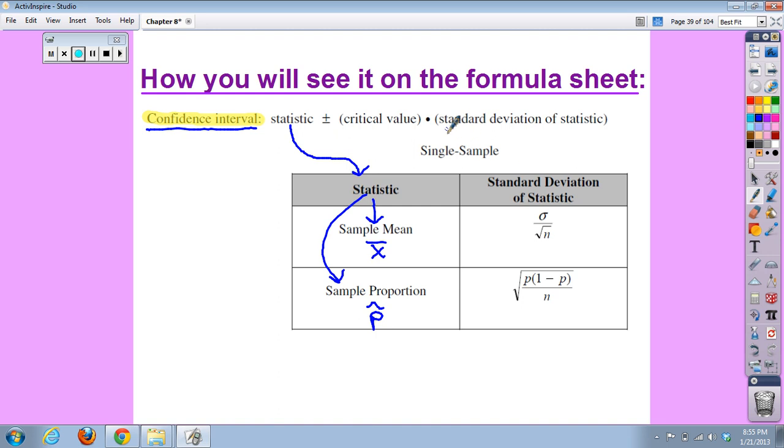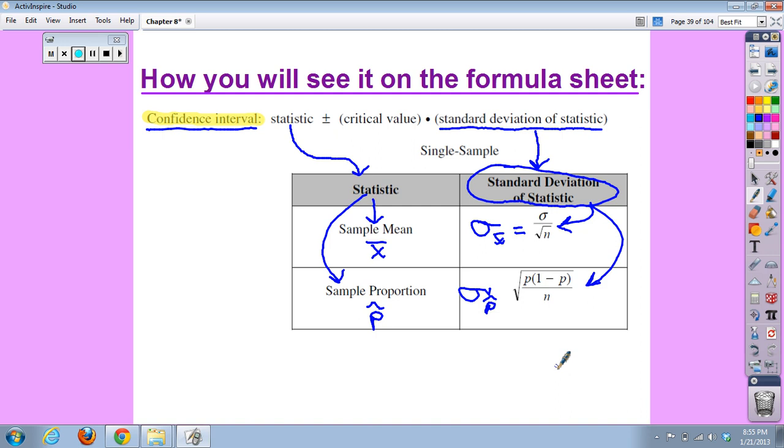And then standard deviation of the statistic. Notice what it says right here, standard deviation of the statistic. We're either using this, which is for sample means, or we're using this, which is for our sample proportions. And notice here it says p, but we don't know what a p is, so we say p hat. Again, it doesn't look exactly like what I just showed you in your formula sheet, but you kind of have to fill in the blanks.